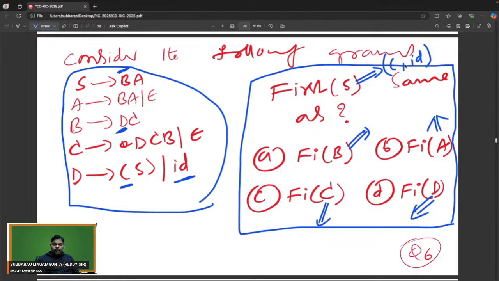Okay, that is okay. Now let's see what is first of B. First of B is first of D. First of D is open bracket and ID.